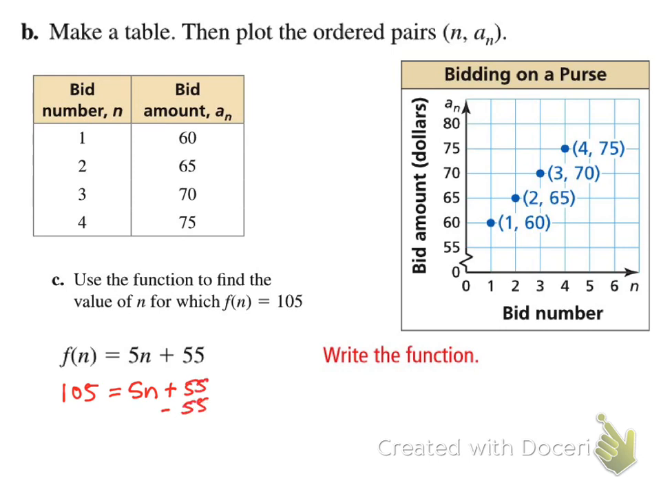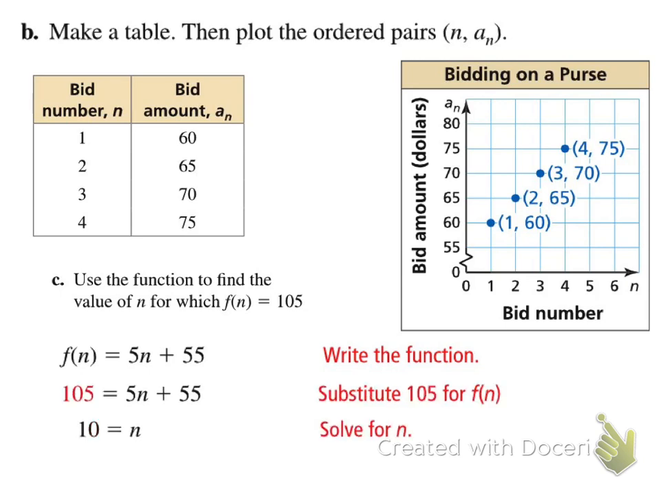We're subtracting 55. And we get 5n, and this becomes 50. Sorry, 50 equals 5n divided by 5. And n is equal to 10. So is everybody understanding that part? Yep. There were 10 bids. So remember this was about bidder number and bid amount. So these were how many bids there were.